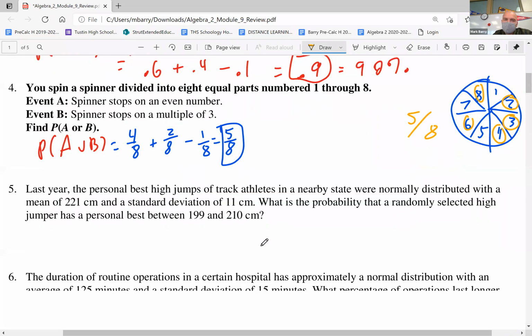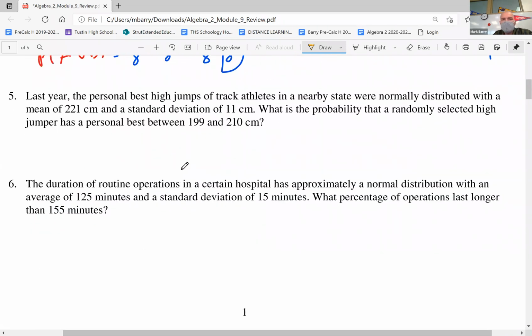All right, let's move on to number 5. So number 5 and number 6, we have our normal distribution curve. They give us the mean and the standard deviation. And they ask us what percentages fall between these numbers, okay? So I'll give you guys 2 minutes here to do number 5. And then we'll go over it.